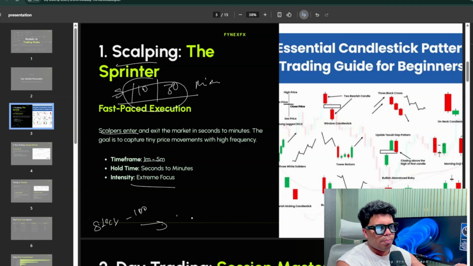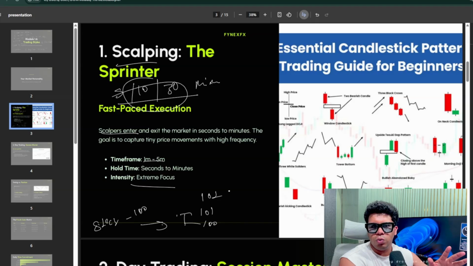But here as a scalper, they enter at 100 rupees and exit at 1 or 2 rupees, even $1, $2, or 1 pip, 2 pips, which is going to be a big profit for the scalper. So you may think, even a single rupee, how can it be a big profit? It's where they use the leverage.